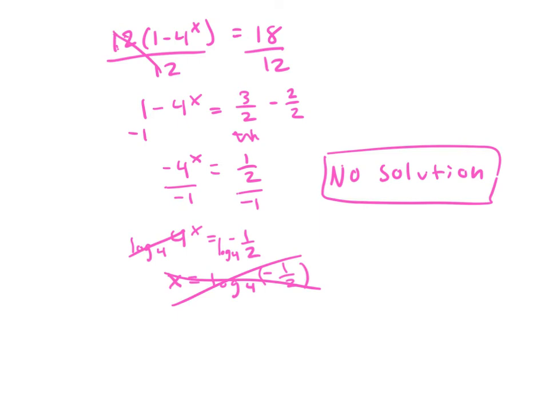Yes? How did you know when you have the negative 4x to have it equal to 1/2? How can you divide by a negative 1? So we want to isolate whatever our exponent is. So if it's like e to the x, we want to get it all by itself. If it's 4 to the x, we want to get it all by itself. So it would be as if we had 4 to the x times 2. We just want to get that 2 to the other side. So here we just want to get the negative to the other side.